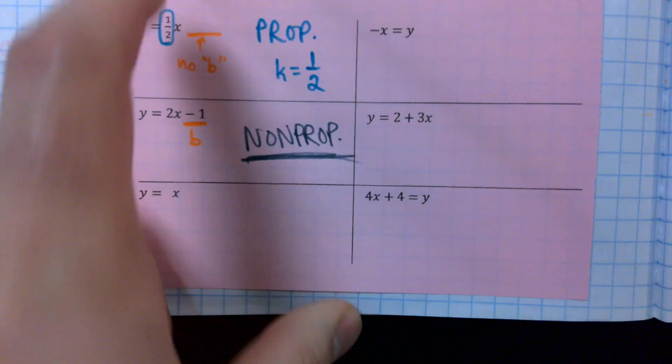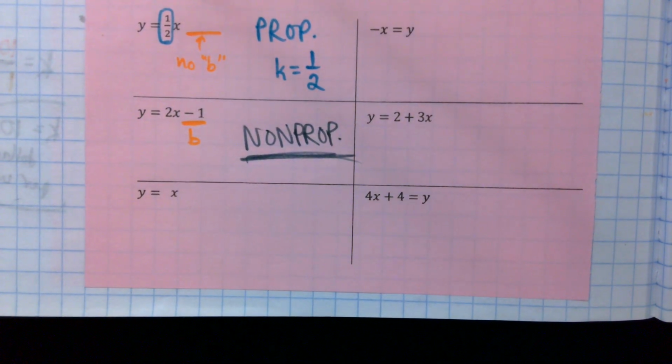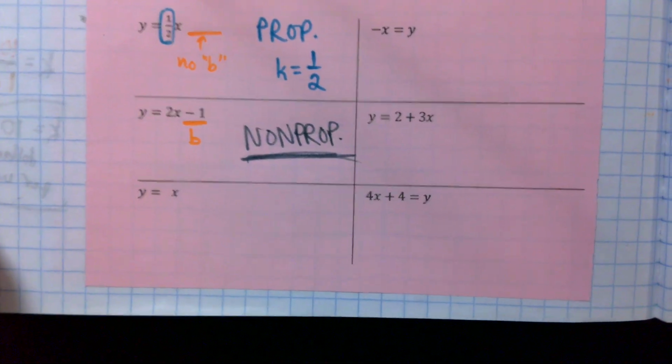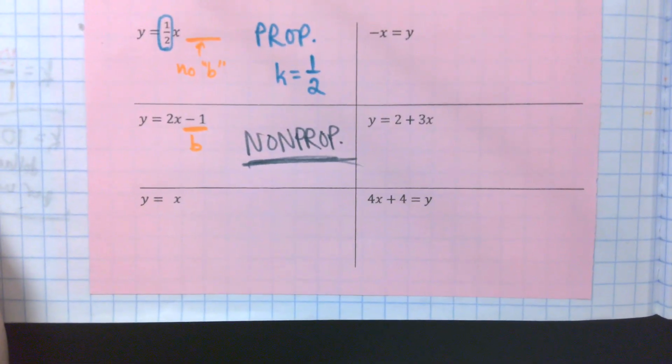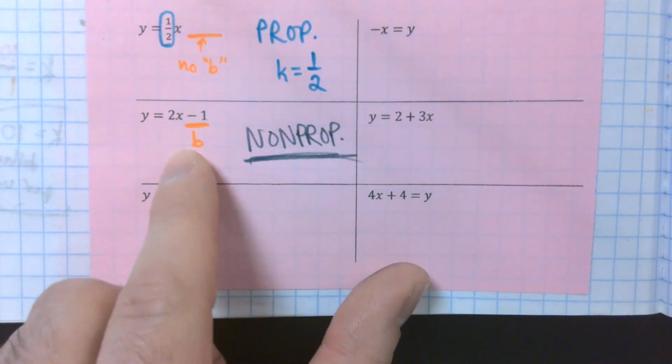Everyone see the difference between these two? It's just that second number. That's literally all we're looking for. I can't read that, like the orange. The orange? Okay. Is that better? Yeah. Perfect. So this one says no b, and this one says b.